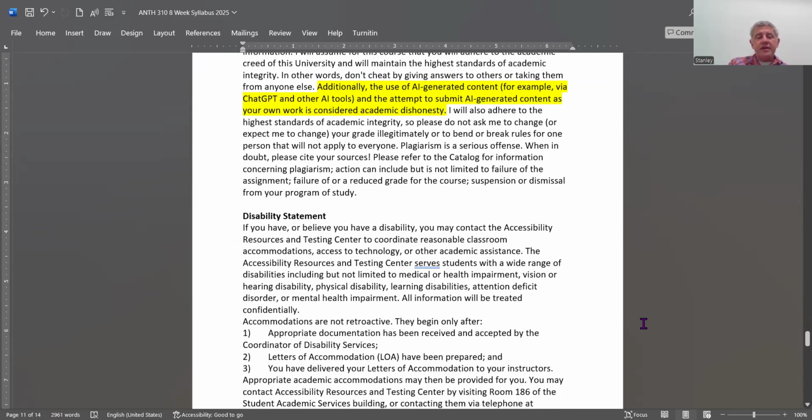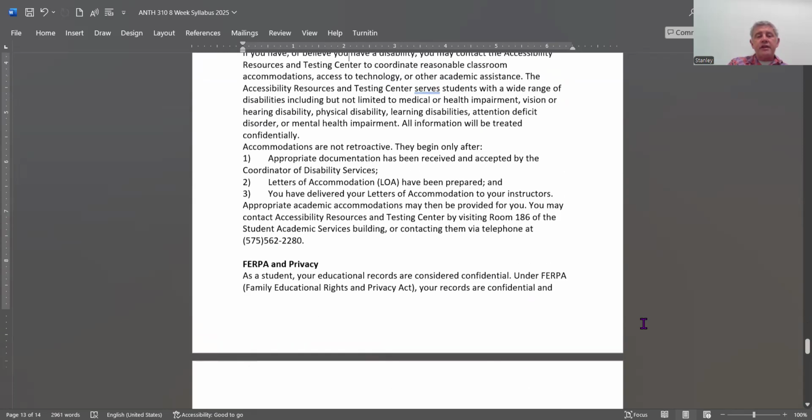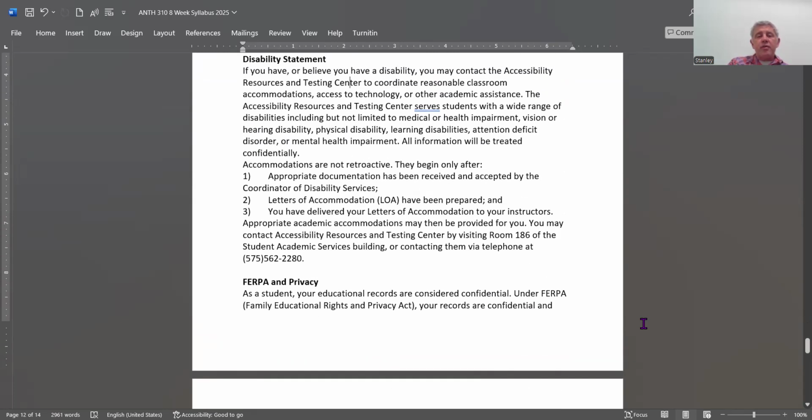Disability statement: if you have or believe you have a disability, contact V. Lucas over at the accessibility office, and they will be able to give you reasonable accommodations for technology and other forms of accommodations, such as more testing time or anything else you need. Talk to V. Lucas over at Accessibility, and she will set that up, but you need to make contact with her in order to get those accommodations.